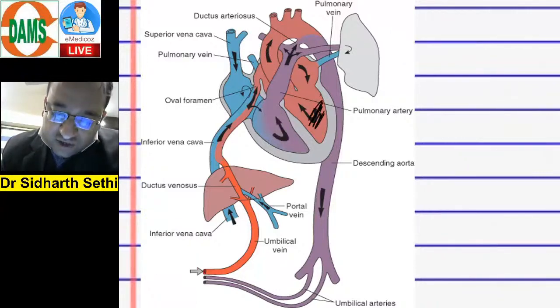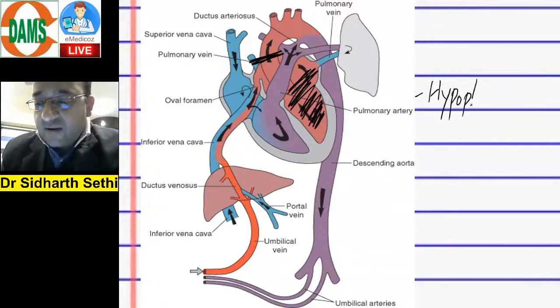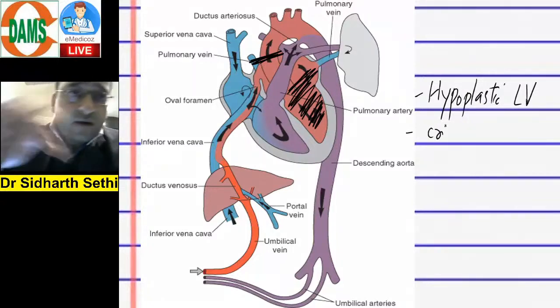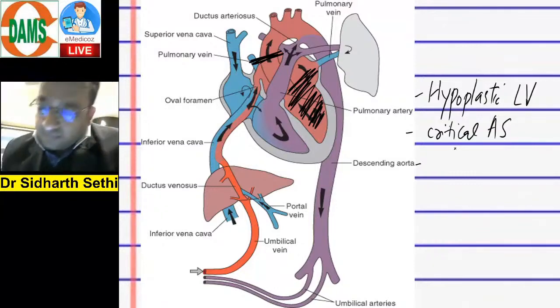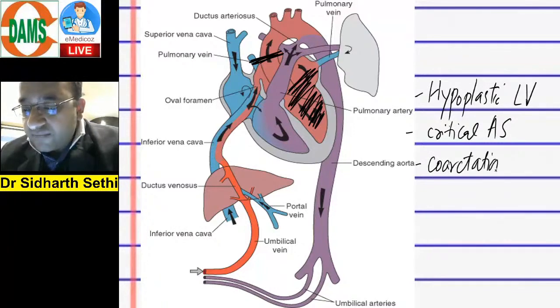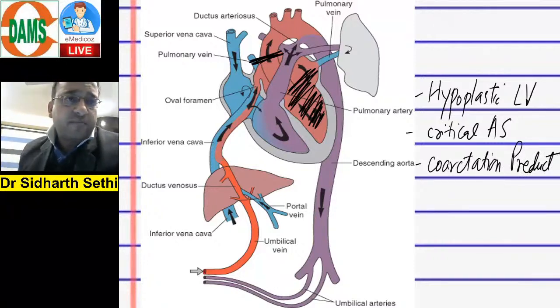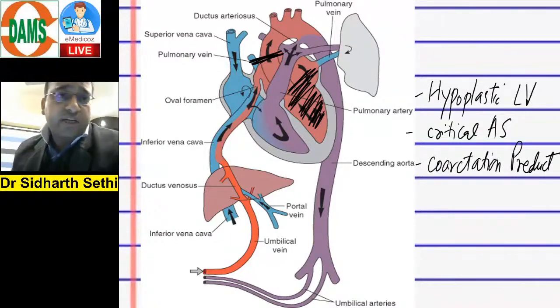Let's talk about left-sided disorders, guys. The left-sided disorders, for example, hypoplastic left ventricle, critical aortic stenosis, and coarctation of aorta, a preductal coarctation.